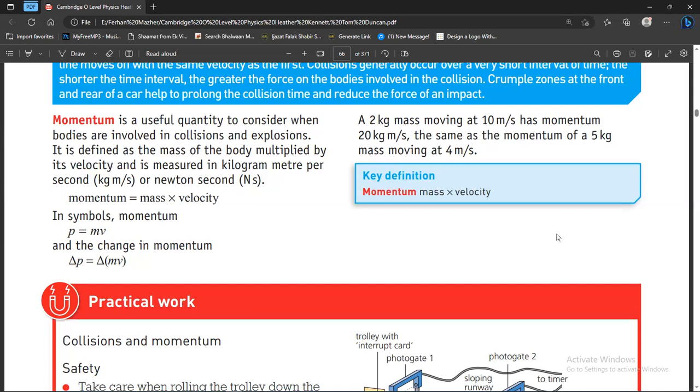A 2 kg mass moving at 10 meters per second has momentum 20 kg m/s, the same as the momentum of a 5 kg mass moving at 4 meters per second. So the key definition which you should remember is that momentum is mass multiplied by velocity.